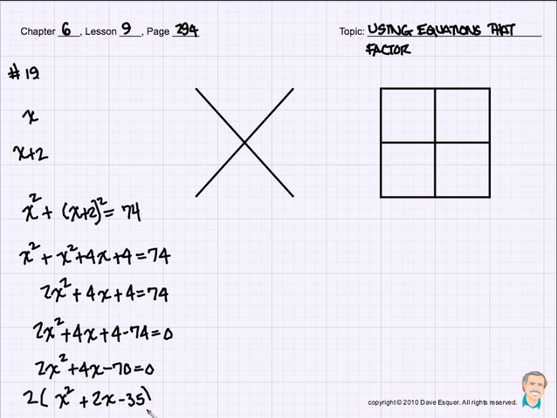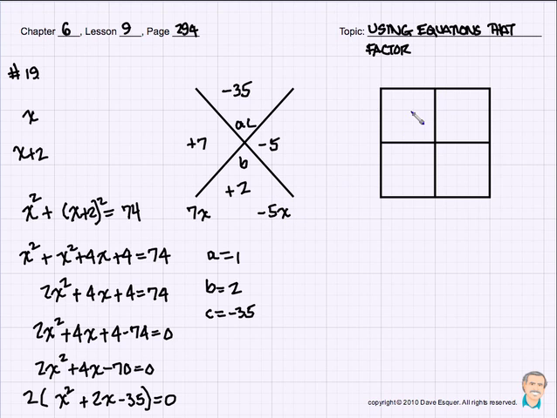X squared plus 2x minus 35 is equal to 0. Remember, we have to do that factoring. So let's go back up here and say then a is equal to 1, b is equal to 2, and c is equal to negative 35. So back up to our cross, we have AC, we have B, and we have a negative 35, and we have a 2. So thinking about two numbers whose product is negative 35, yet their sum is a positive 2, we end up with a plus 7 and a minus 5.